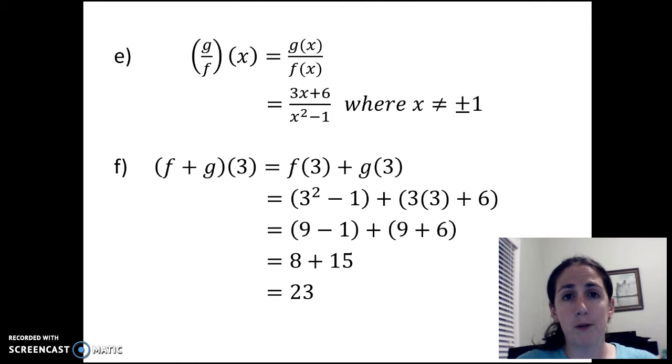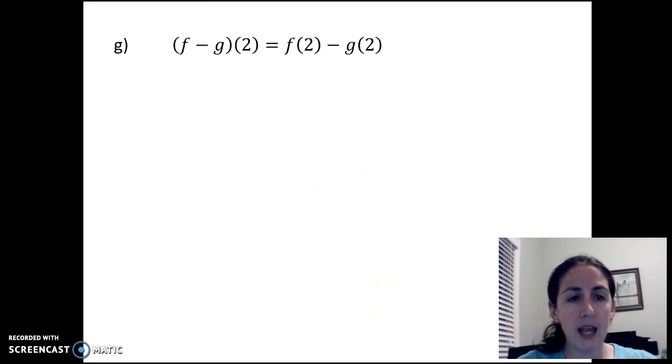Remember that rule we said before. If you input a variable, you're likely going to get an output of a variable. Here we're inputting a number. Notice we're getting an output of a number. Let's do another example. F minus g at 2. So now we're not doing it for a specific x value, or for the general x value, we're doing it for the specific x value 2.